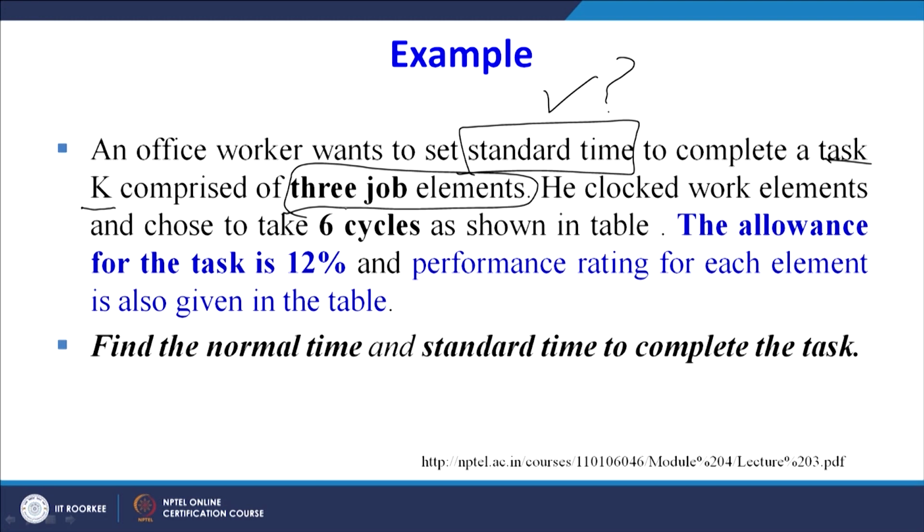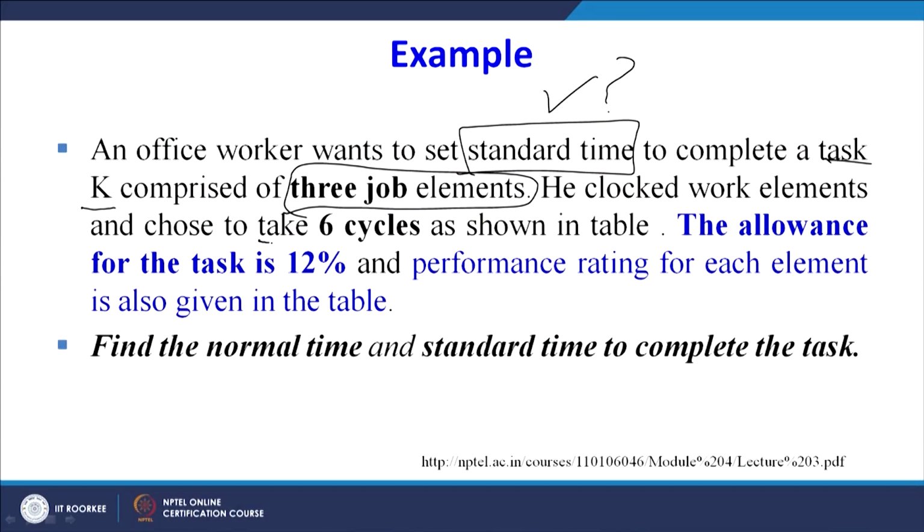And what is a job element? Please refer back to the previous discussion in which we have seen that a shirt is being stitched. So, different work elements can be there for completing this task of stitching a shirt. One of the job elements in the example of stitching a shirt can be fixing up of the buttons or a zipper, whatever the need may be. He clocked work elements and chose to take 6 cycles as shown in the table. So 6 cycles of work have been done.